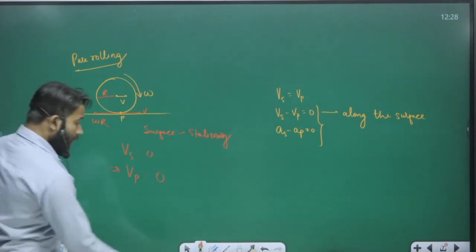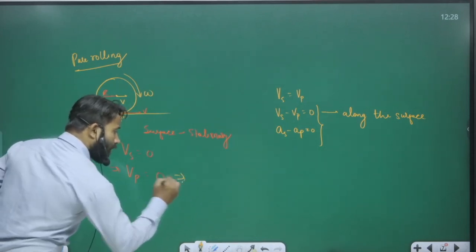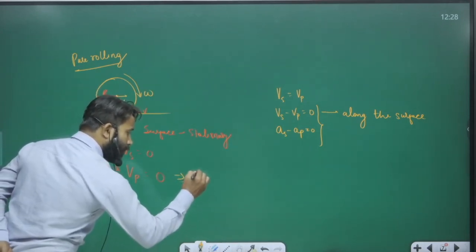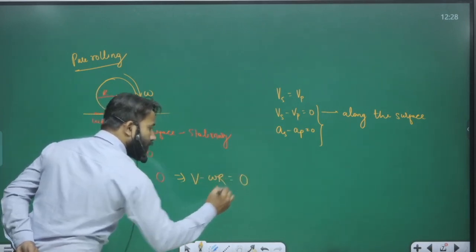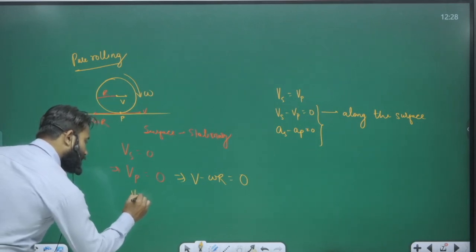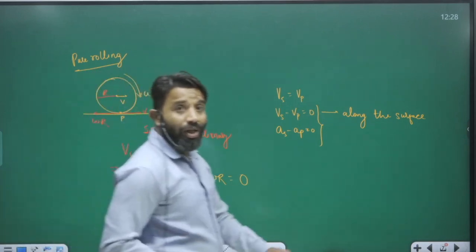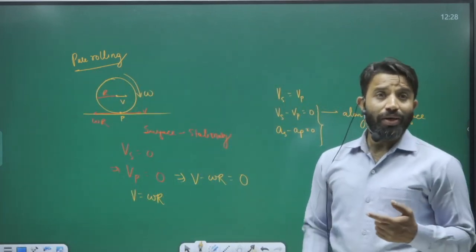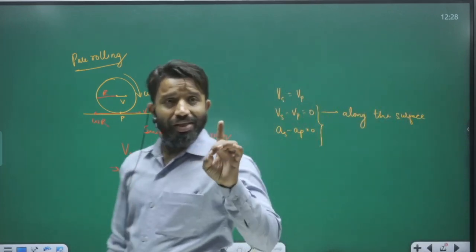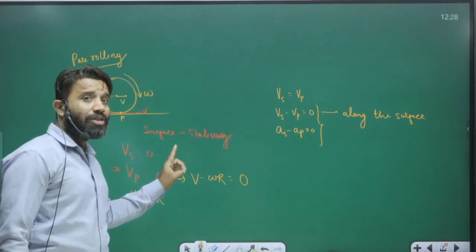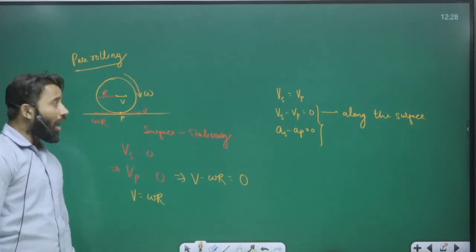Am I right or not? So according to this we can write the velocity of point P is v minus omega into r, and this should be equal to 0. So from here v is equal to omega into r. If the body is in pure rolling, then whatever velocity the body has due to translational motion must be equal to omega into r.